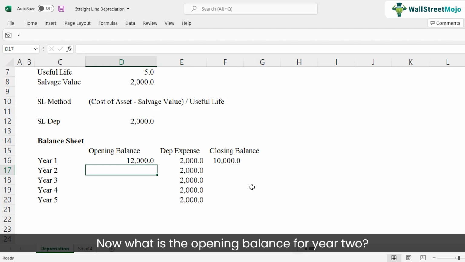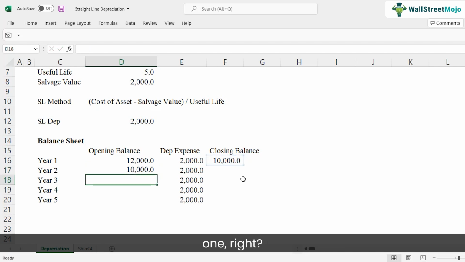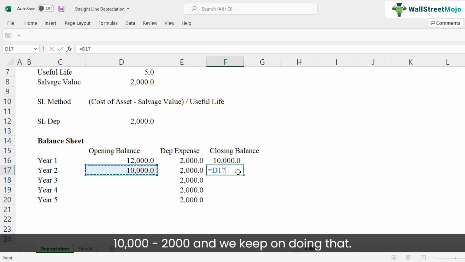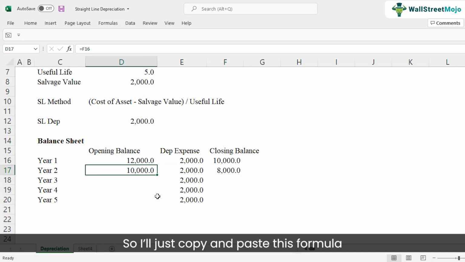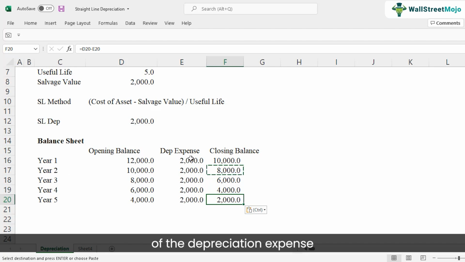What is the opening balance for year 2? The opening balance for year 2 will be the closing balance of year 1. Likewise, we can calculate the closing balance here as well. 10,000 minus 2,000. And we keep on doing that. I'll just copy and paste this formula and we will be able to find out the overall effect of the depreciation expense on the closing balance.